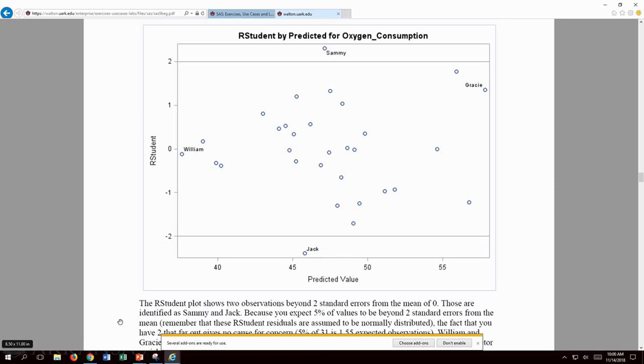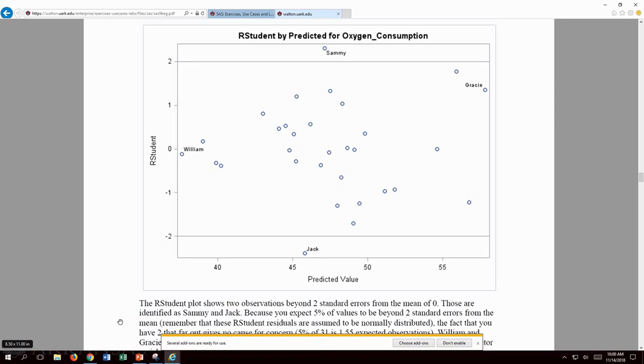A lot of the times, if our goal is explanation, maybe we want to kick Sammy out of our model. If our goal is prediction, maybe we want to keep Sammy in our model. What's your purpose? What are we trying to make this equation? What are we trying to do with it?